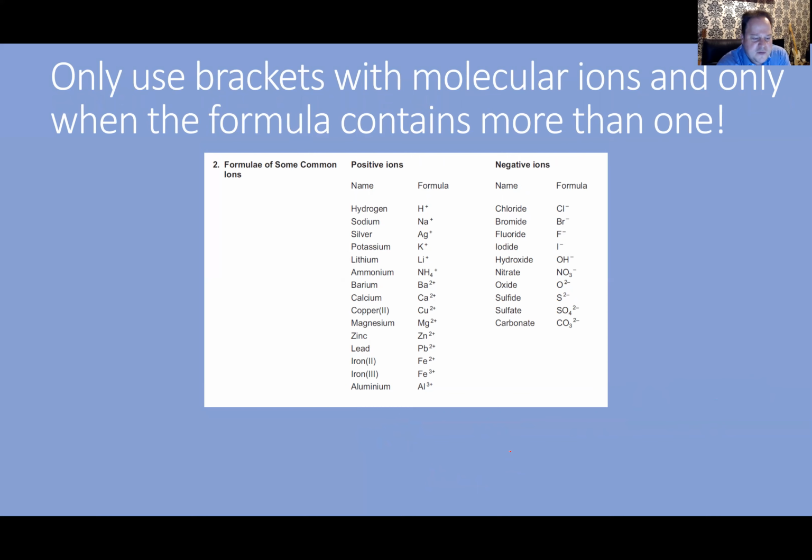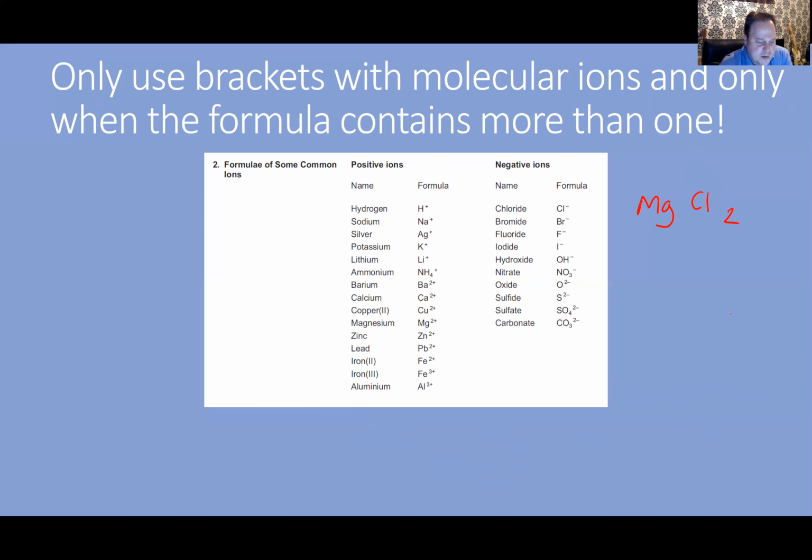I can't emphasize this strongly enough. The only time you use brackets is with molecular ions and only if you need more than one ion to write out the correct formula. When I teach this and I introduce this idea of using brackets for molecular ions, some students start to use brackets all the time. They will start writing out things like this for magnesium chloride. And I have to make the point that no, you don't do it for chloride because chloride is not a molecular ion. A chloride contains 1 chloride. So the brackets are simply not required.